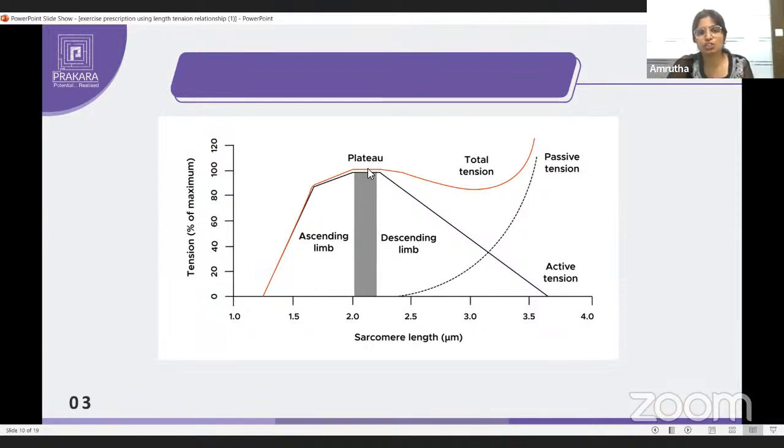Once this is reached, here you can see that as the length increases, the cross bridge formation reduces. Hence, the active tension is reducing, but there is still tension. That tension here is coming because of passive tension, nothing but the elastic components. So this is about the length-tension relationship alone.